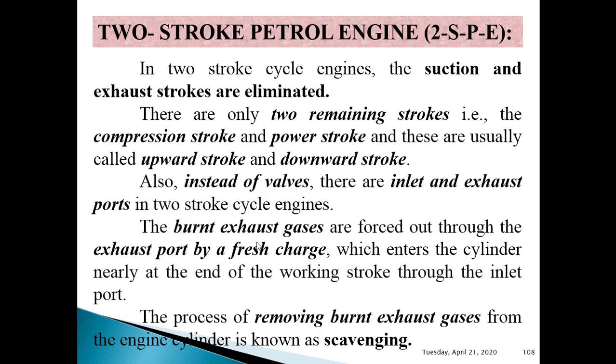The burnt gases are forced out through the exhaust port by a fresh charge, which enters the cylinder nearly at the end of the working stroke through the inlet port. Here the entry of the air-fuel mixture into the combustion chamber and the removal of the exhaust gases out of the combustion chamber are done with the help of those ports. So exhaust gases are removed with the help of the fresh charge entering the combustion chamber through the inlet port. That is one important process. The next sentence here: the process of removing burnt gases from the engine cylinder is known as scavenging.